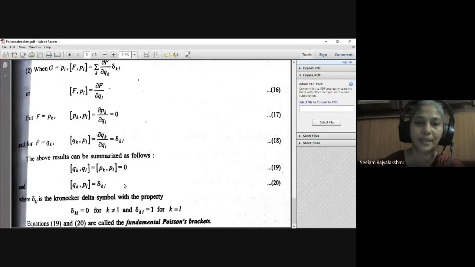So these results can be summarized as {qk, ql} equals {pk, pl}, which is equal to 0, or {qk, pl}, which is equal to delta kl. So that means here, {qk, ql} or {pk, pl} are equal to 0, and the opposite, q and p, is equal to delta kl. Where, already we have discussed, delta kl is a Kronecker delta symbol with the property delta kl equals 0 for k not equal to l and delta kl equals 1 for k equal to l. So these equation numbers 19 and 20 are called the fundamental Poisson brackets. So already these are the fundamental Poisson brackets.